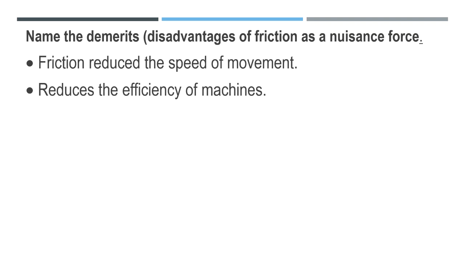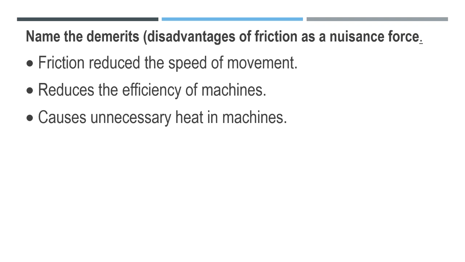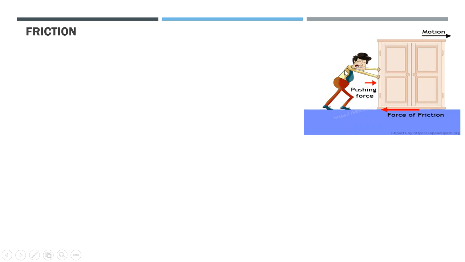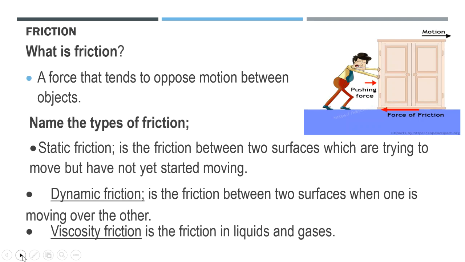Friction reduces the efficiency of machines. It causes unnecessary heat in machines, because whenever you're rubbing something, heat is generated. It causes wear and tear of things, delays work, and makes one use a lot of effort. You saw the gentleman previously trying to push the door. He was really struggling with a lot of effort pushing the door because of friction. So friction tends to slow down work.